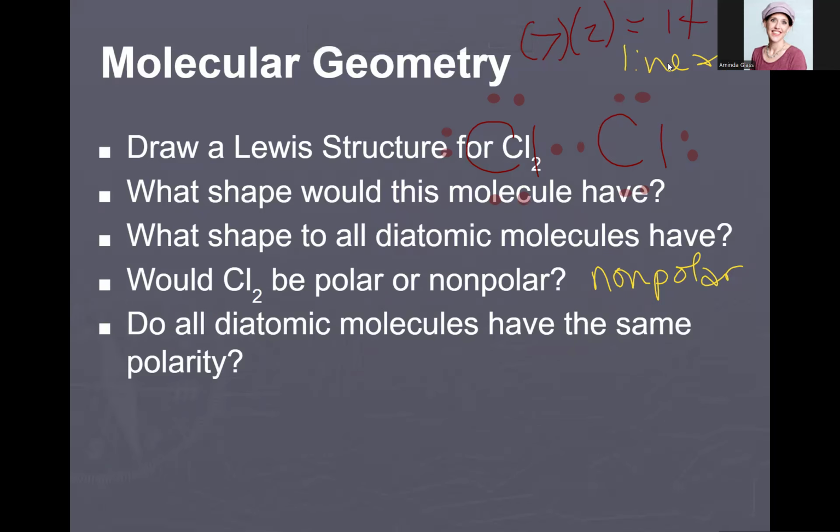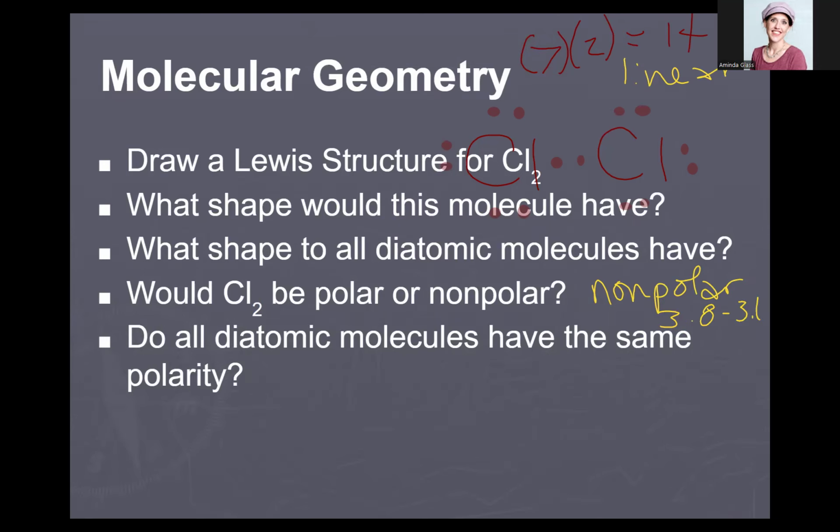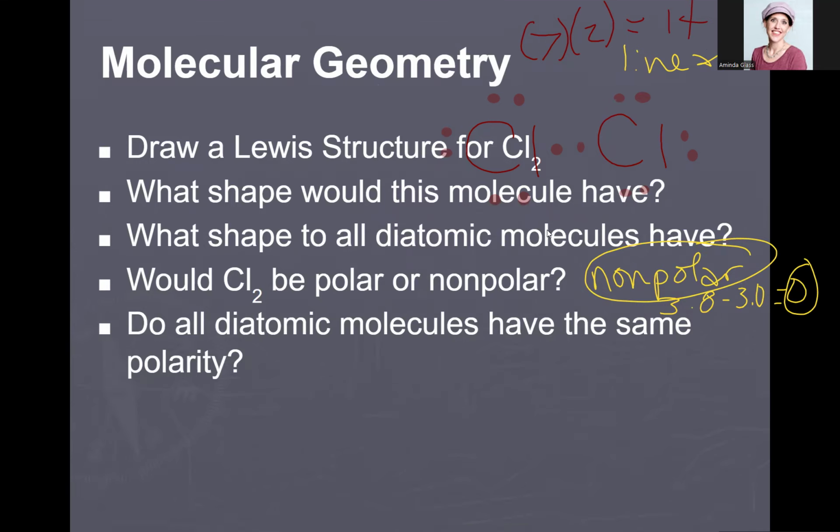And I could write that to show the math. 3.0 minus 3.0 equals 0. Remember, anything between 0 and 0.5 is nonpolar. All diatomic molecules have the same polarity because it's value minus its value. That will always be 0. All diatomic molecules share their electrons equally.